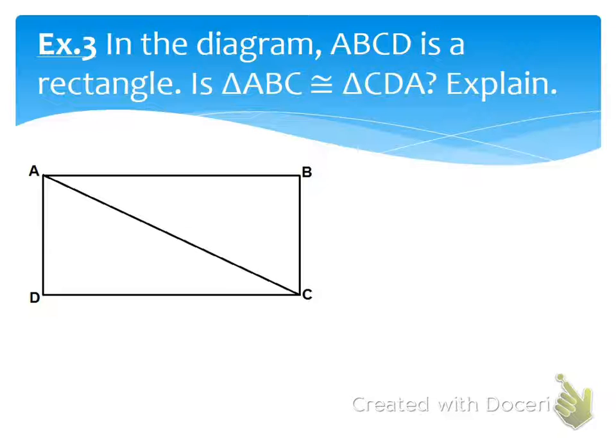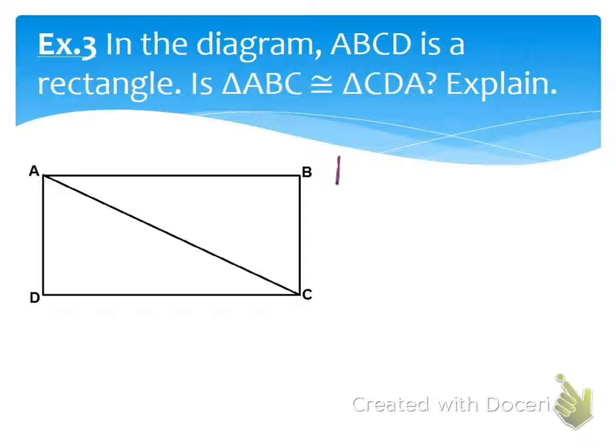In the diagram, we are told that ABCD is a rectangle. Is triangle ABC, so that's the big one, top right, congruent to triangle CDA, that's the big triangle on the bottom left? Explain. So we don't necessarily need to write out a complete proof for this, but we should be able to walk through the explanation for it. First of all, what do we know about the sides of a rectangle? Two sides, right? We're on the right track. Can you name a specific pair of sides that would be congruent from this picture?